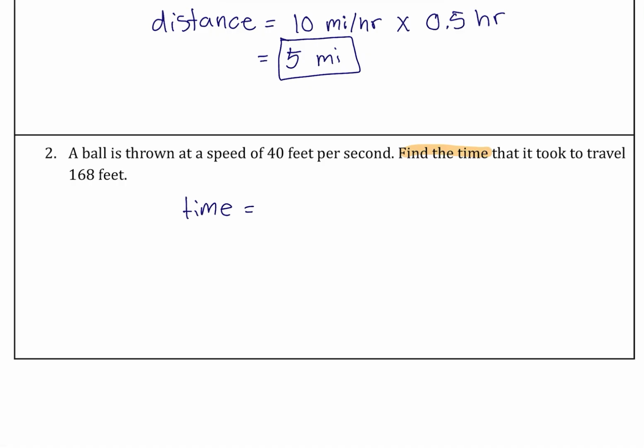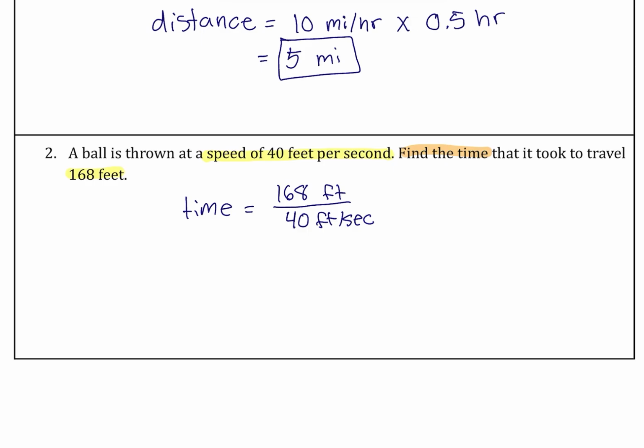So time equals the distance it traveled. It said it traveled 168 feet, so we'll do 168 feet divided by the speed, and the speed is 40 feet per second. So we need to divide 168 by 40.